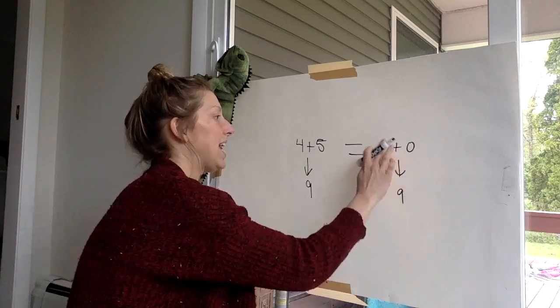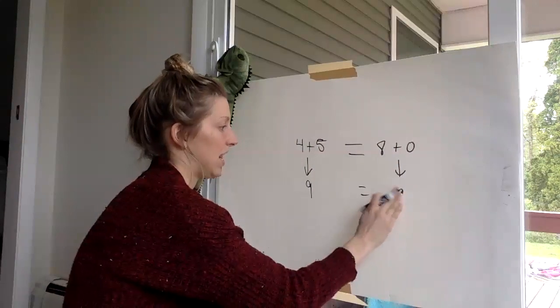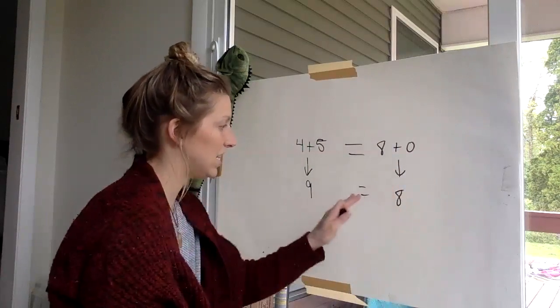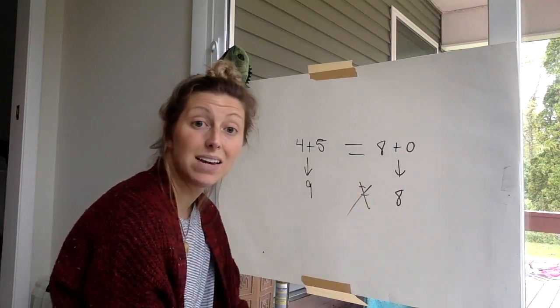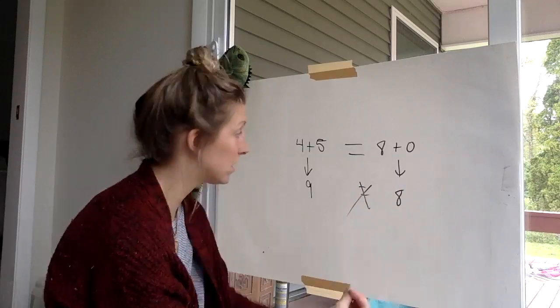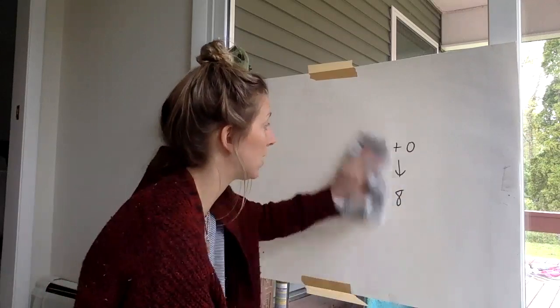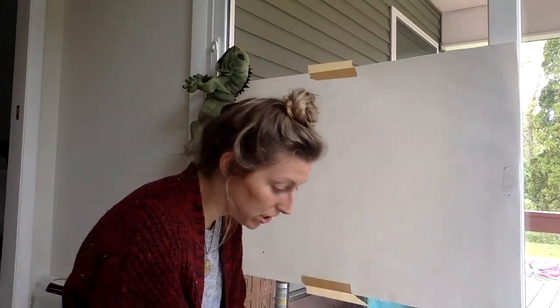Okay, if I had 8 on this side, does 9 equal 8? No way. So it's not balanced. It's not a balanced equation. It has to be balanced in order for it to be correct. Okay, so here's the problem.